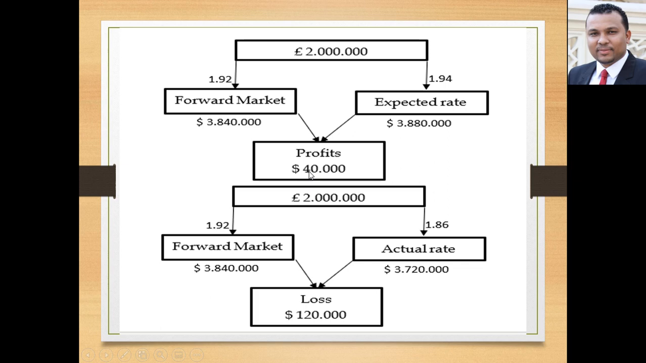The next case, the same 2 million England pounds, the same forward market price 1.92, but the actual rate equals 1.86, which is lower than the forward market. So a loss of $120,000 US dollars, the difference between the actual and the forward market.